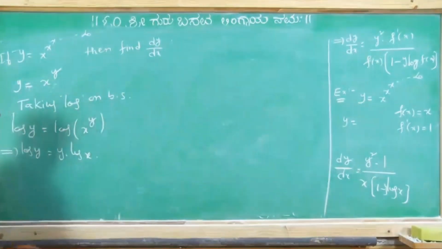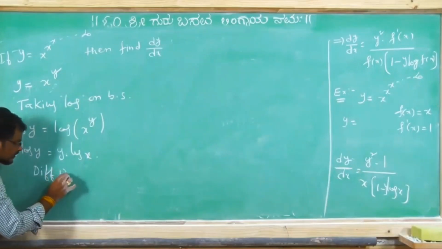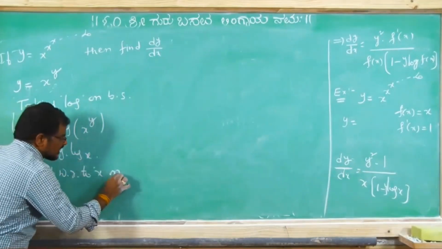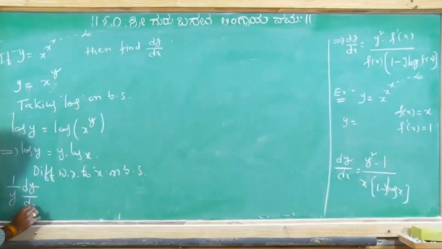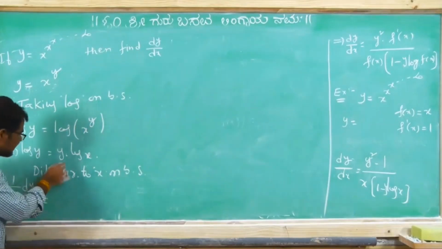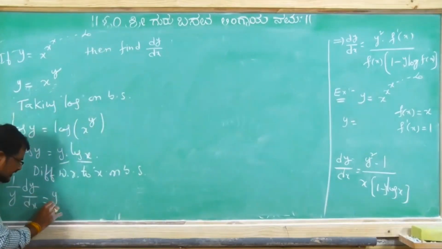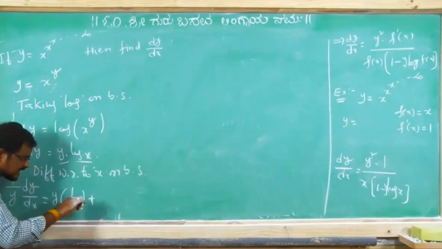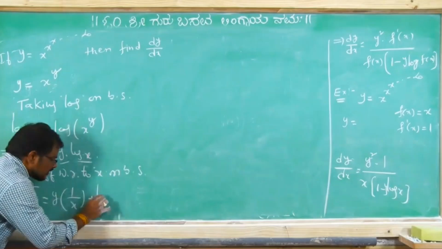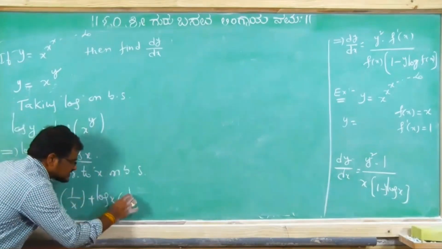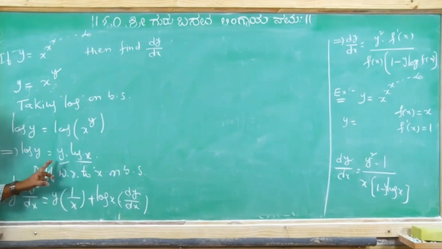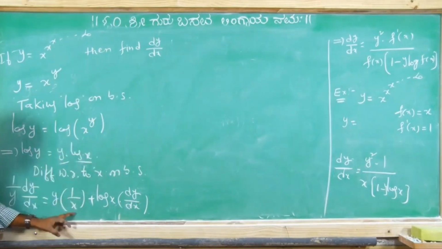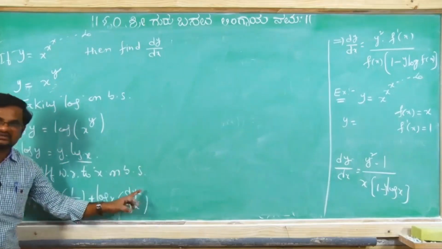Now differentiating with respect to x on both the sides. Differentiation of log y is 1 by y dy by dx. And here the product rule we have to apply. y into differentiation of log x, which is 1 by x, plus log x into differentiation of y, which is dy by dx. Once again, differentiation of log y is 1 by y dy by dx, and here product rule: y, differentiation of log x is 1 by x, plus log x, differentiation of y is dy by dx.